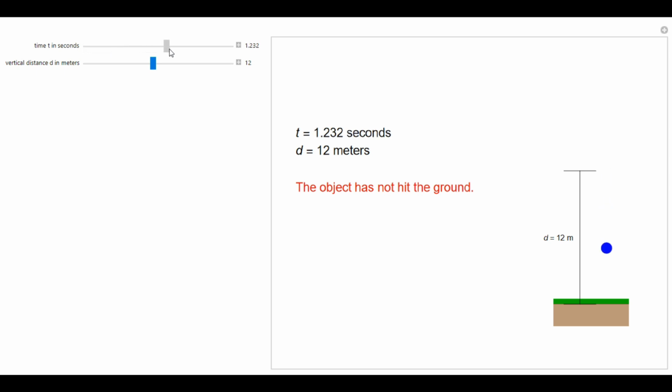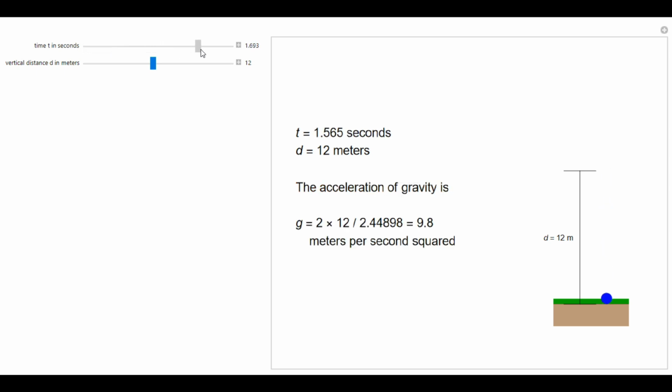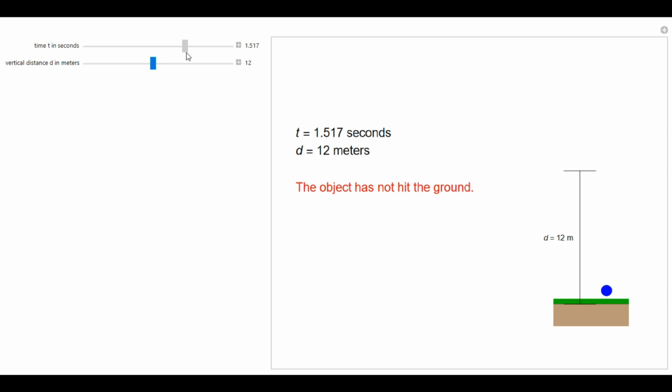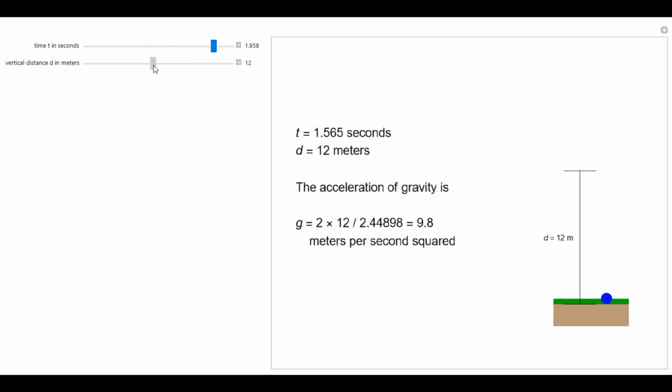4. Initial velocity. The object should be dropped from rest. If it's given an initial push, the calculation will be incorrect. By controlling these factors, you can improve the accuracy of your experiment.